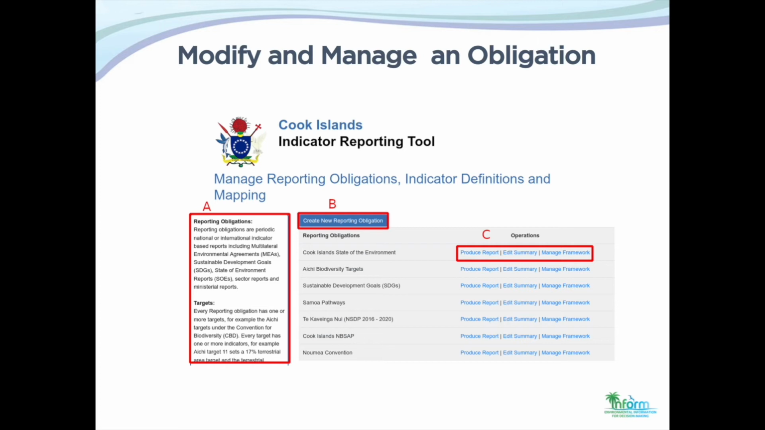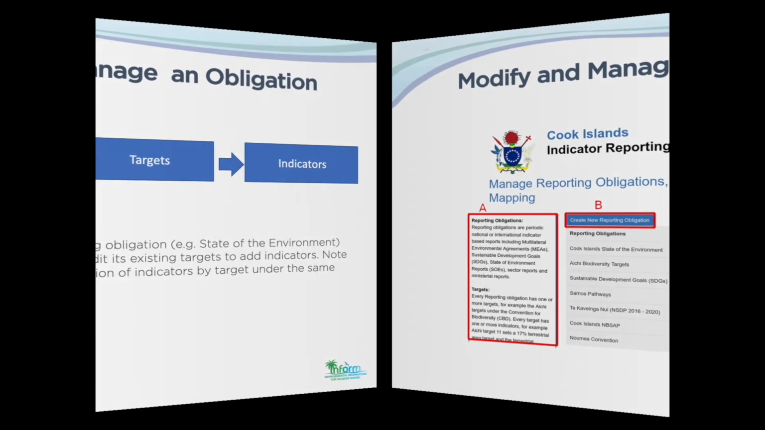The other three operations that can be done under this key function of the tool, as earlier mentioned, are 1. Produce reports. 2. Edit Summary, to edit an existing obligation by clicking on the Edit Summary button next to the obligation that we want to edit. Make the proposed edits and click on the Save button. And 3. Manage Framework. You click on the Manage Framework button next to the obligation that you want to manage. A newly created obligation will have listed targets.